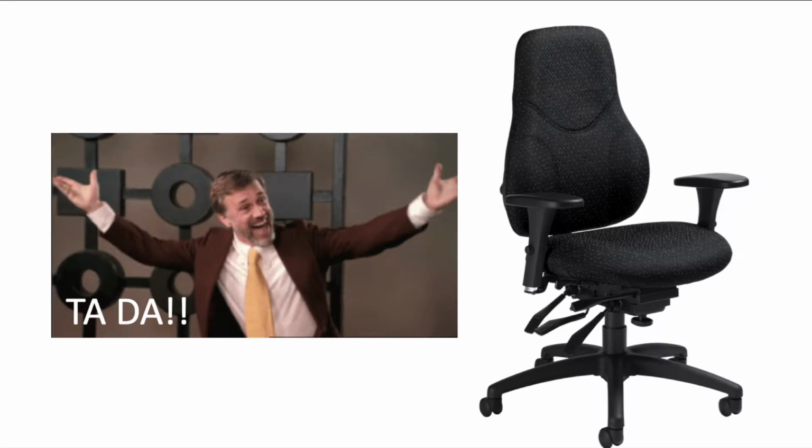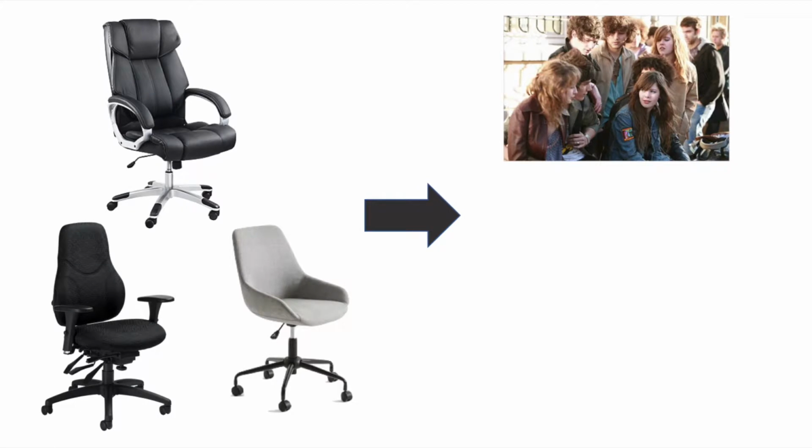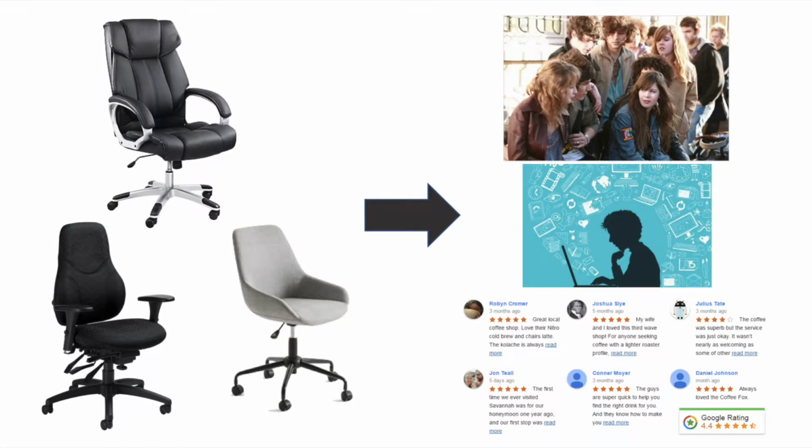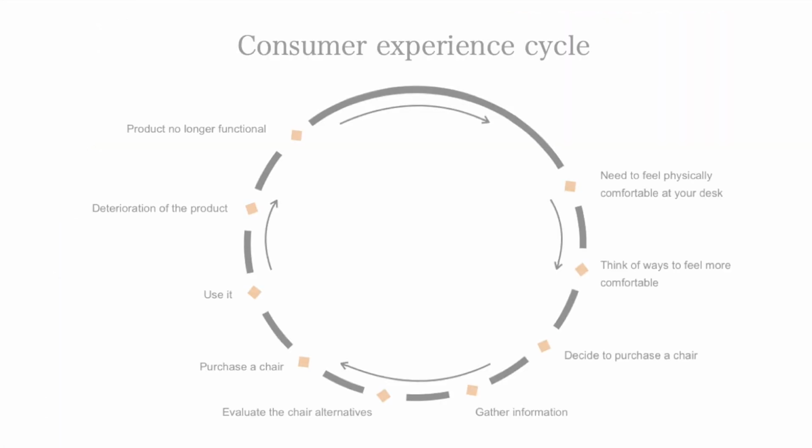Let's consider you end up deciding to buy a chair. Now, you gather information about chairs. You ask your friends, you search on the internet, check for reviews, and you evaluate the alternatives you have. You finally decide to purchase a chair. You use it, the product deteriorates, and you need to go through the cycle again.